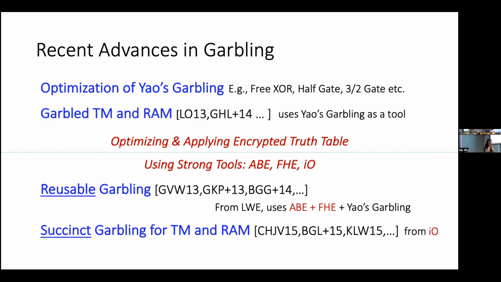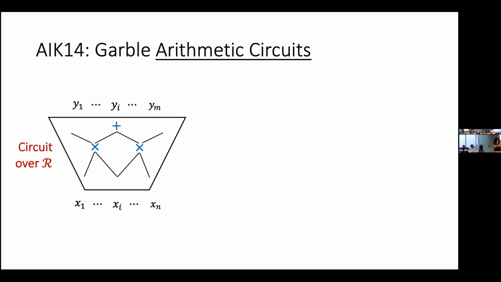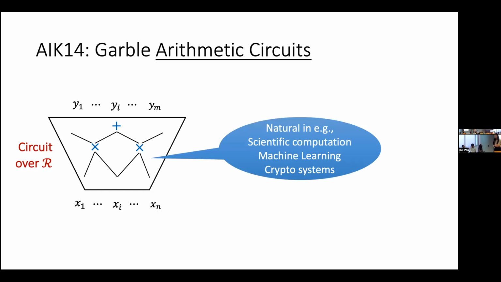All right, so ultimately, up to now, if we do not use these strong tools and get these fancy properties, there's basically no significant other way of doing garbling. And in particular, all these methods only handle Boolean circuits. We're not the first ones to ask this question. Applebaum, Ishai, and Kushilevitz in 2014 asked the question: can we garble arithmetic circuits, which is a very natural mode of computation that appears in a lot of things, right?